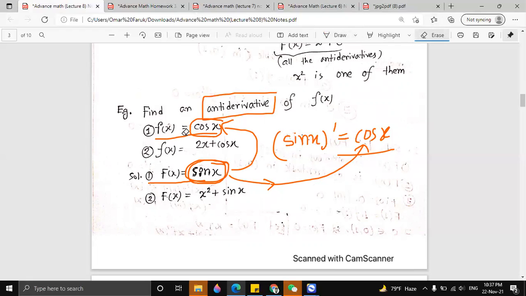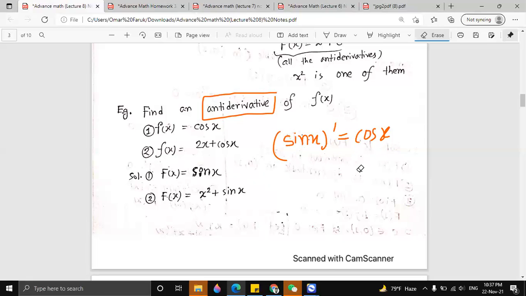But as far as I know, if I convert sin x to cos x, then it will be... I will give you more examples and it will be more clear. Okay. I will show you when it will be minus cos x and so on.